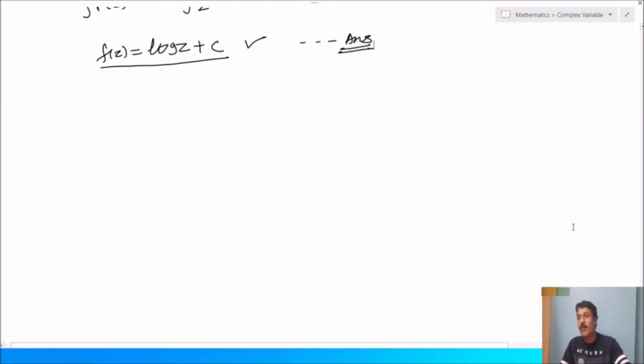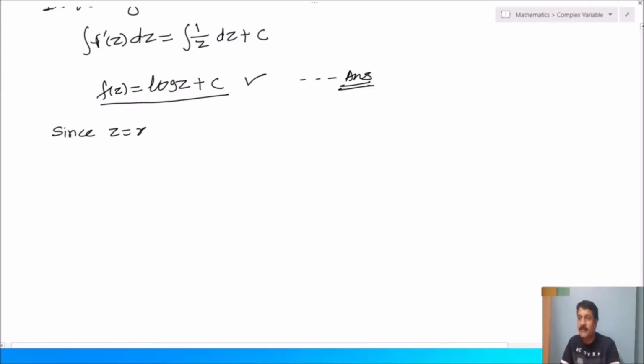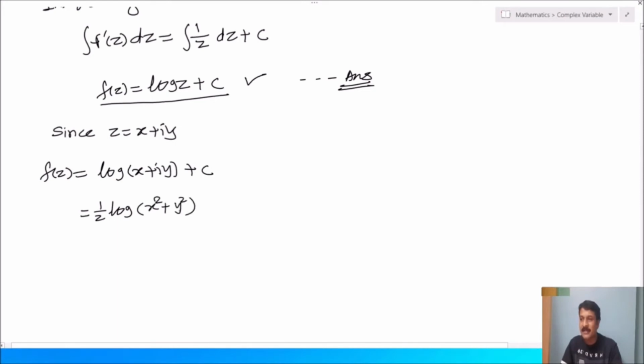Now if I want to find the harmonic conjugate v, u is given here and I want to find v. So how to find it? Since z equal to x plus iy, you remember the log of x plus iy is what? If you don't know, you must note it. It is 1 by 2 log of real part square plus imaginary part square, meaning x square plus y square, plus i tan inverse of imaginary by real.